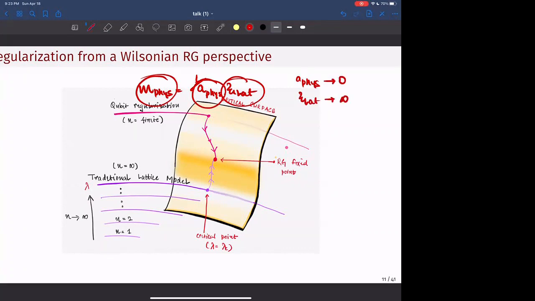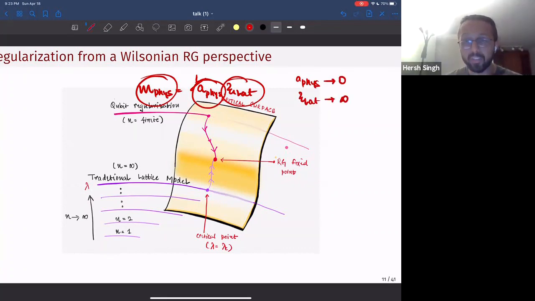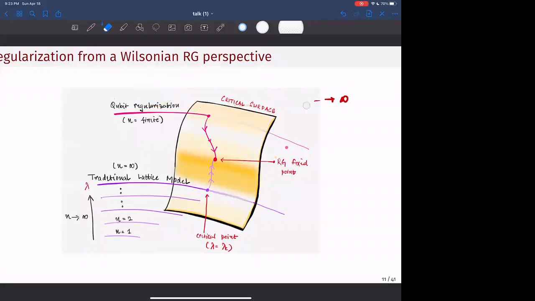Yeah, so this is always the case, no matter what kind of continuum theory it is. If you want to go to the continuum limit of a lattice theory, the correlation length must diverge, and therefore you must be close to a critical point. Okay, yeah, thank you.